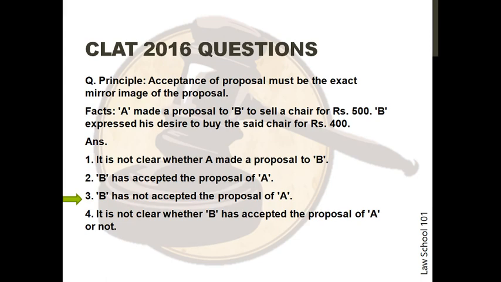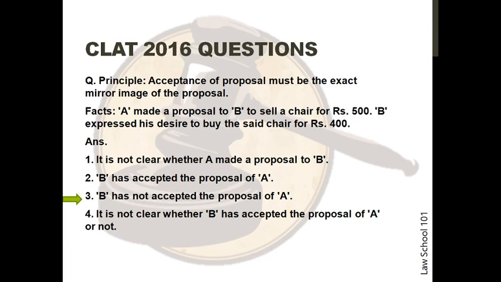Acceptance of proposal must be the exact mirror image of the proposal. Facts. A made a proposal to B to sell the chair for Rs 500. B expressed his desire to buy the said chair for Rs 400. The answer options are: Number 1, it is not clear whether A made a proposal to B. Number 2, B has accepted the proposal of A. Number 3, B has not accepted the proposal of A. And number 4, it is not clear whether B has accepted the proposal of A or not.